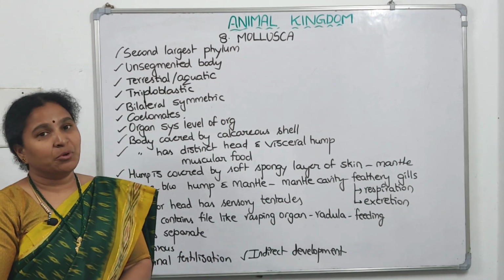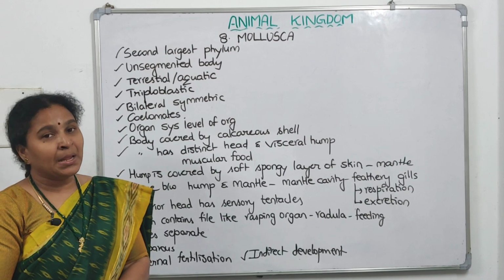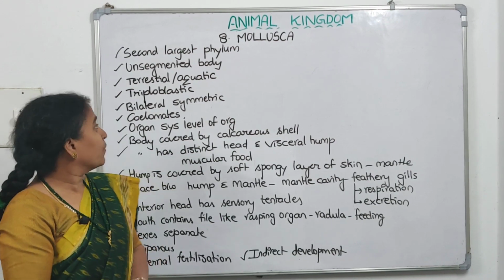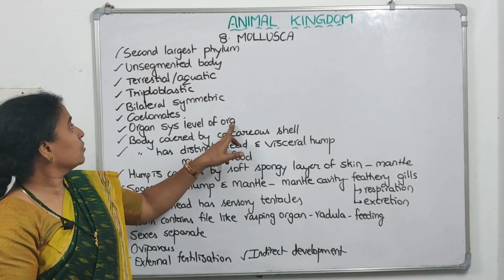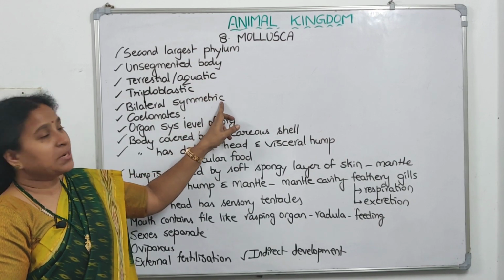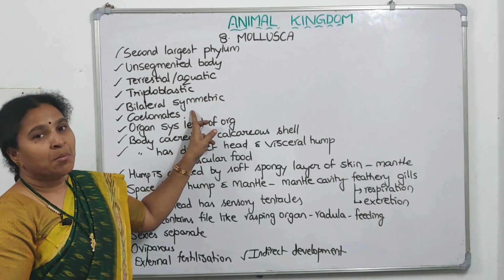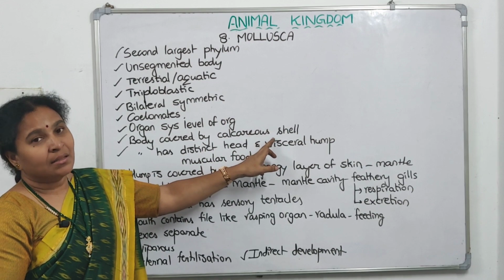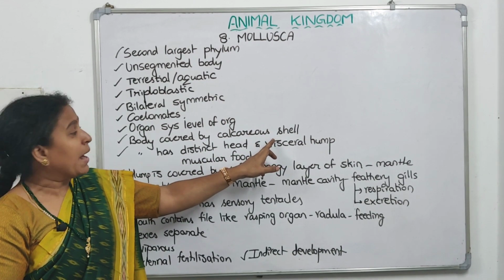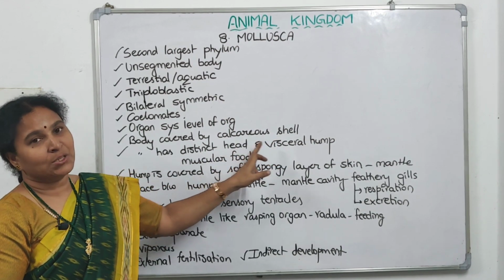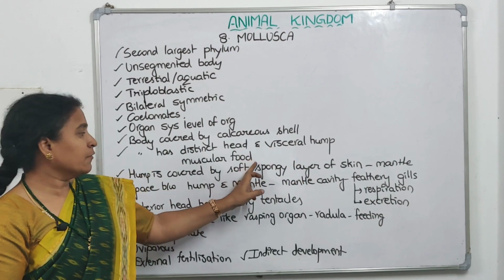Now let's revise. Molluscs is the second largest phylum, and they can be terrestrial or aquatic. Organ system level of organization, triploblastic, bilaterally symmetrical, and eucoelomates. Body is covered by a calcareous shell. They're unsegmented. Body has 3 parts: one is a distinct head, second is the visceral hump, and third is the muscular foot.